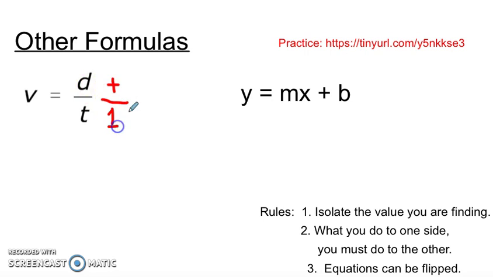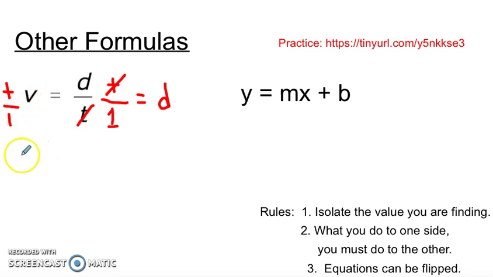t over 1. And what happens is that you have a canceling out that happens. The t and the t cancel out, and the d over the 1 is the same as d. But remember, you have to do what you do to one side, you must do to the other. So what did we do to this side? We multiplied it times t, or t over 1. So I'll multiply it times t, which is the same as multiplying it times t over 1.